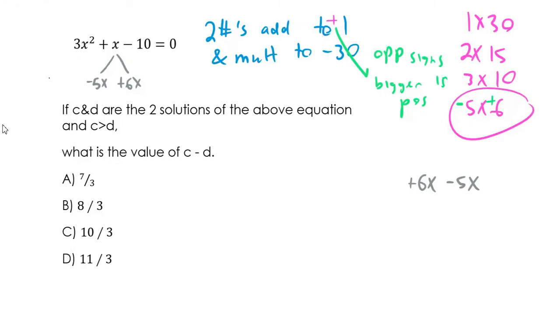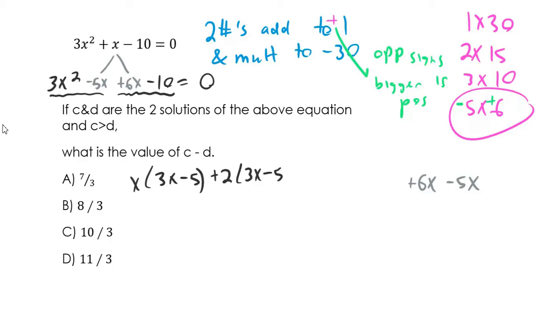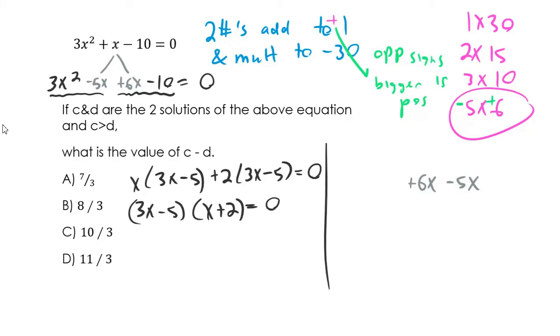So in the first example, we have 3x squared minus 5x plus 6x minus 10. And if we do factor by grouping, we can take out an x right here. So that'll be x times 3x minus 5. And then here we can take out a 2. So plus 2 times 3x minus 5 still equals 0. And now we can factor out the 3x minus 5, and it leaves us with x plus 2. And that is the easier way to do it. If we had put the positive first, it'll be a tiny bit more work.